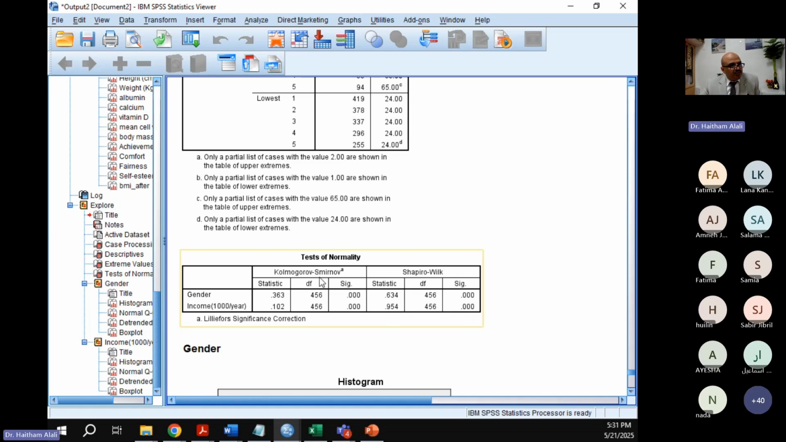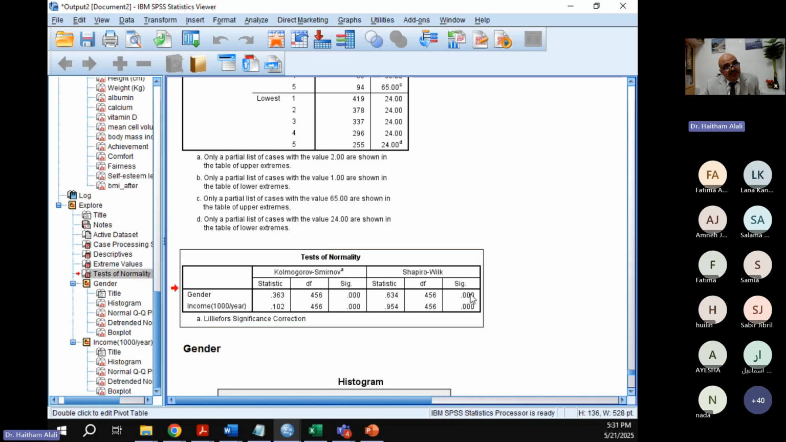So here we have two types of this, which are Kolmogorov-Smirnov and Shapiro. So go to the Shapiro, for example. If we have the significance level here less than 5%, what does it mean? Not normal. If it is less than 5%, is this data normal or not normal? Not normal. Yeah, this is the opposite one. You can read it in the opposite way.